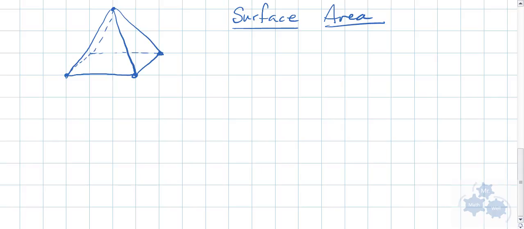Okay, surface area. Area is the amount of space that a closed figure covers. So if we're talking about the surface area, we're talking about all of the exposed area on this figure. So it's all of the sides of the figure, all of the area of all of the sides added together. Okay?